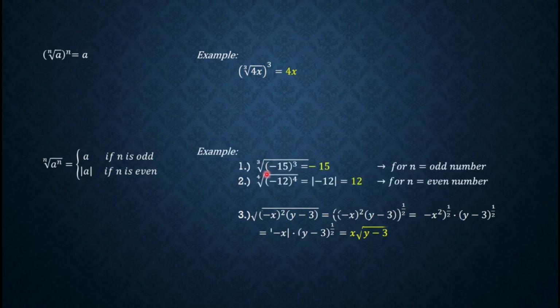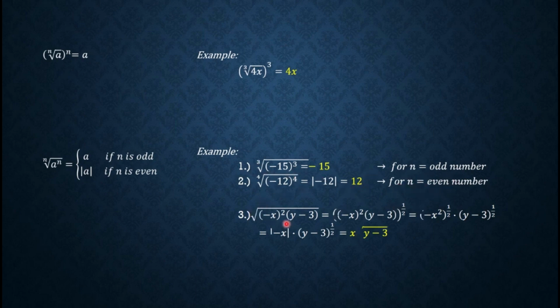For example, cube root of quantity of -15 cubed, so makancel kay puro sila 3, so the result is -15. So where n is odd, so automatic wala siya absolute. And next example, fourth root of -12 to the power 4, so absolute value of -12, the result is 12 because n here is an even number. So kini basihan na to, n here is equal to 4 but n is an even number, 4 is an even number, 3 is an odd number.